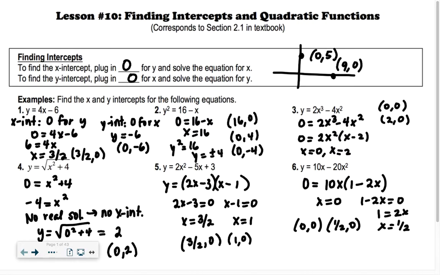If I plugged in 0 for y, I'd still get that (0, 0). Okay, feel good with x-intercepts, y-intercepts? Perfect. All right, now they might have denominators.